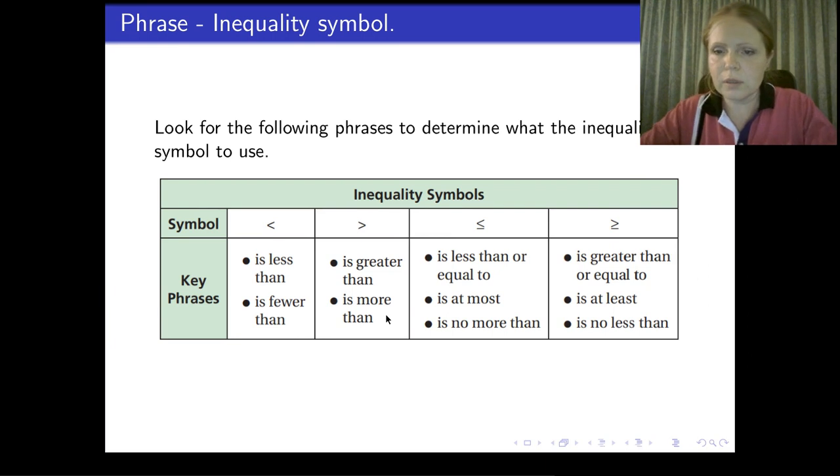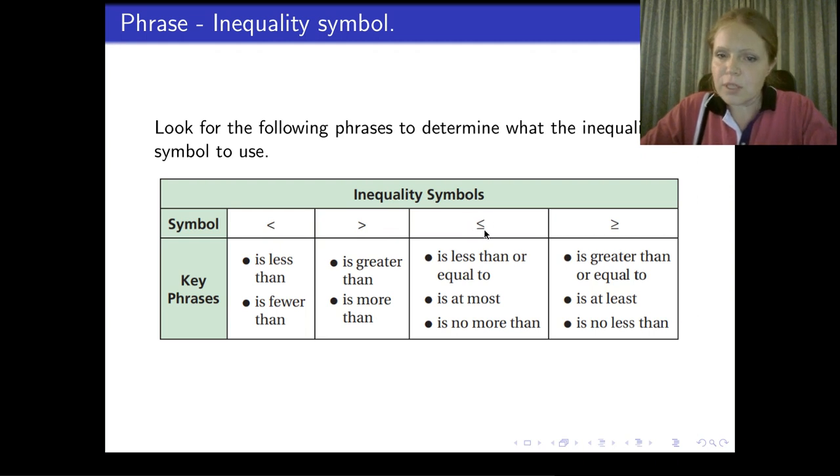This table shows you some inequality symbols we use for writing inequalities and phrases describing these symbols. For example, the first symbol we can read as less than, or fewer than, or smaller than. The following symbol is greater than, and you can also read it as more than, bigger than.